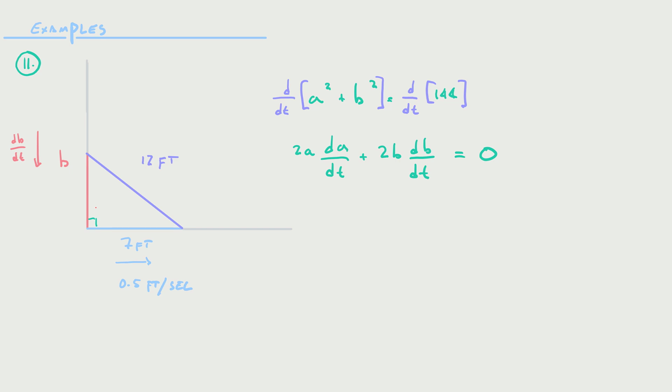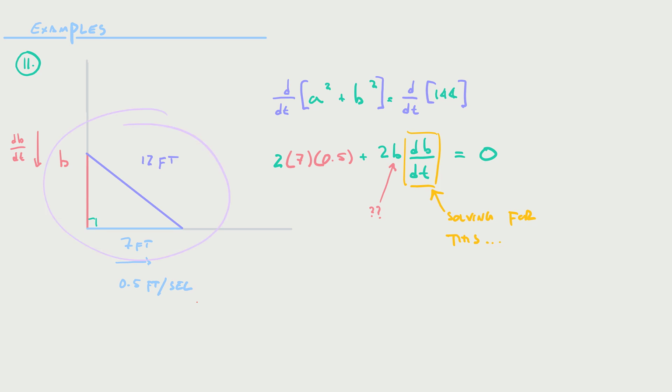At this point, you could actually isolate dB/dt. I didn't for some reason. I actually don't know why. I definitely could have done that here. But instead, I just plugged in my known stuff at this point, which is a equals 7, and we know its rate to be 0.5 feet per second. So I plugged that stuff in. But you'll notice that we actually still can't solve for dB/dt. We don't know b. This is something we don't know.